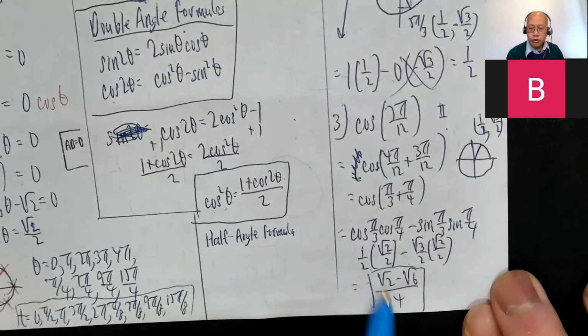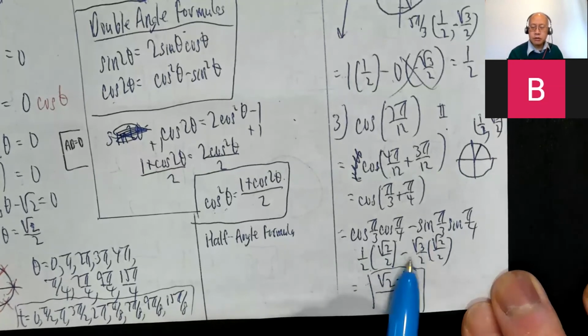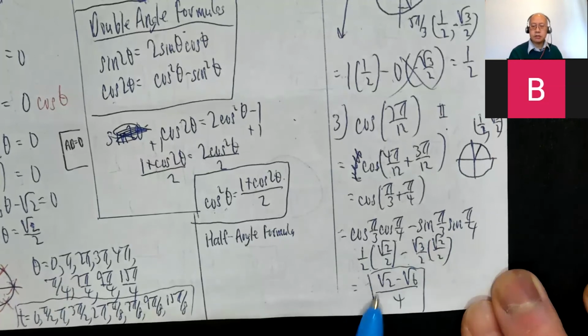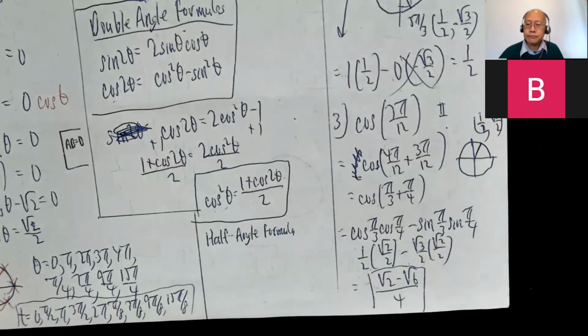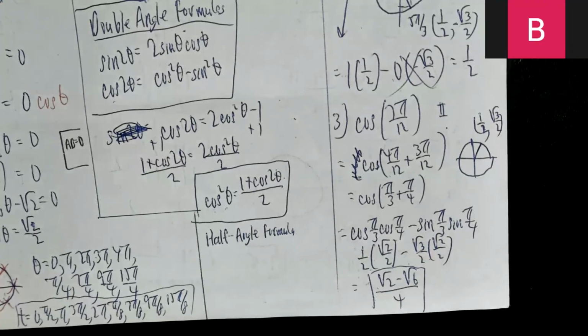So the common denominator is 4. 1 times radical 2 is radical 2. Radical 3 times radical 2 is radical 6. So final answer, radical 2 minus radical 6 all over 4. That's it.